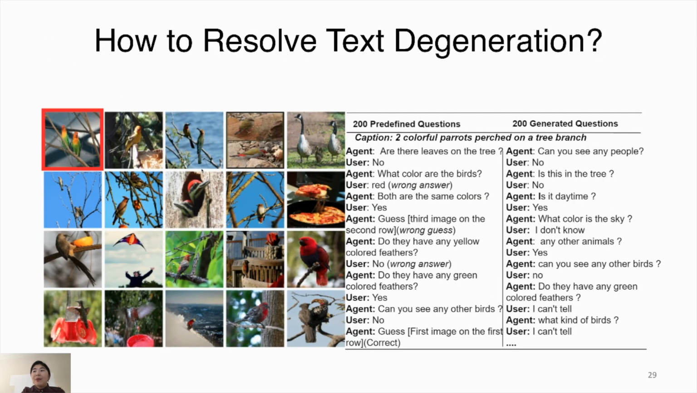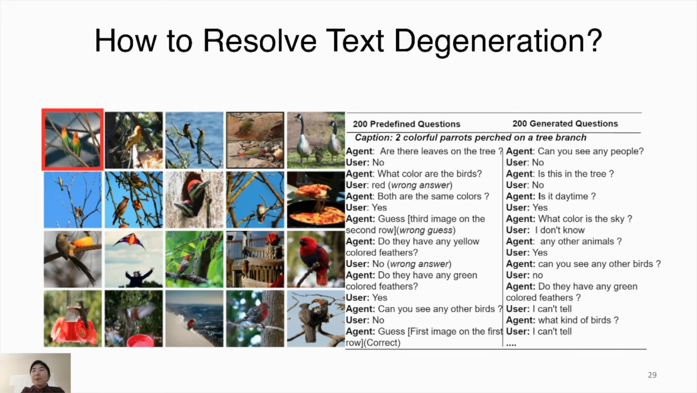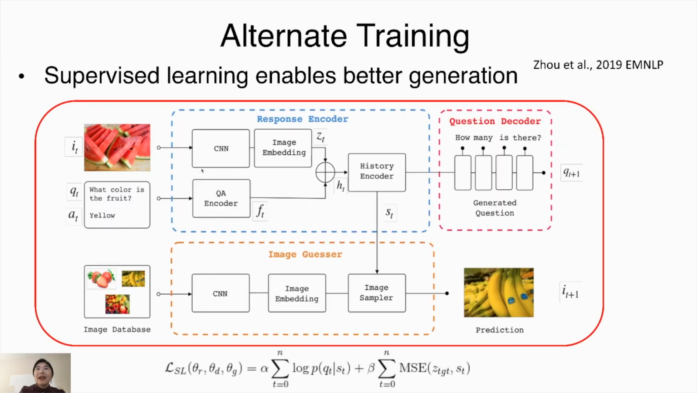So finally, we want to come to the last tag, which is focus on communication. You not only need to learn how to make decisions, but you need to communicate your decision to humans and gather information from humans with natural language that is good enough so that you can make a final decision or collaborate with human beings. So we're going to tackle the problem of text degeneration on the right.